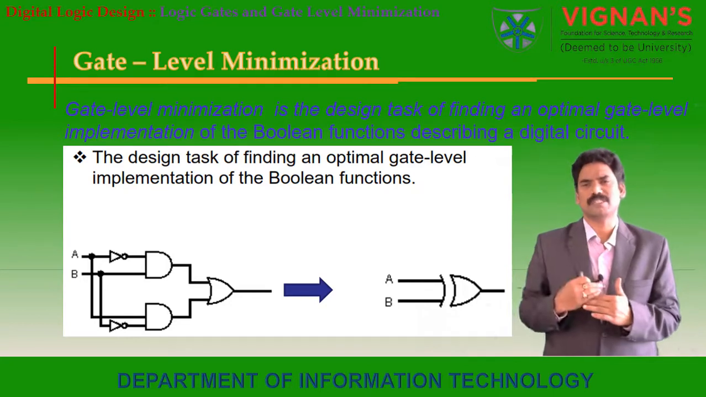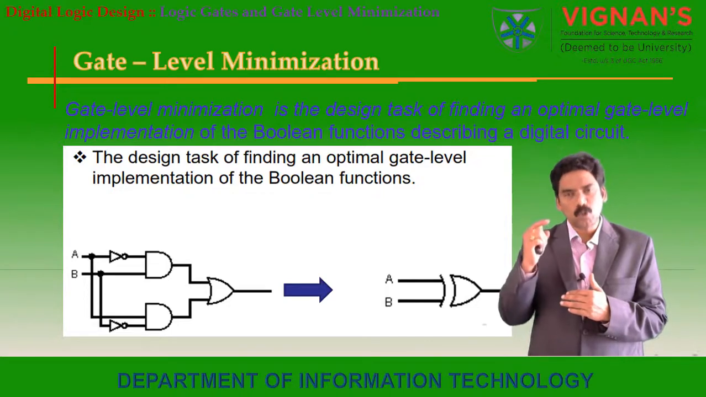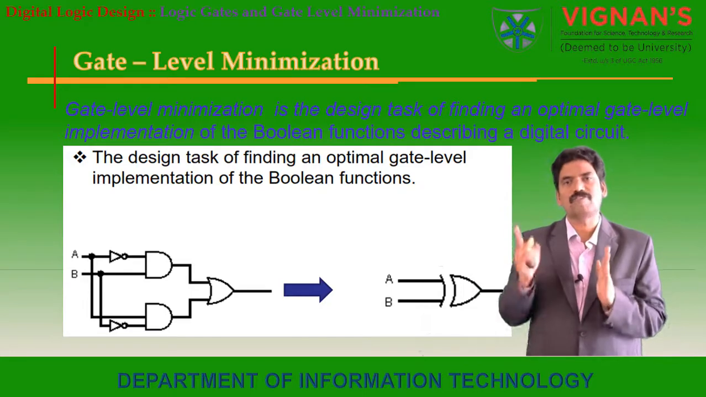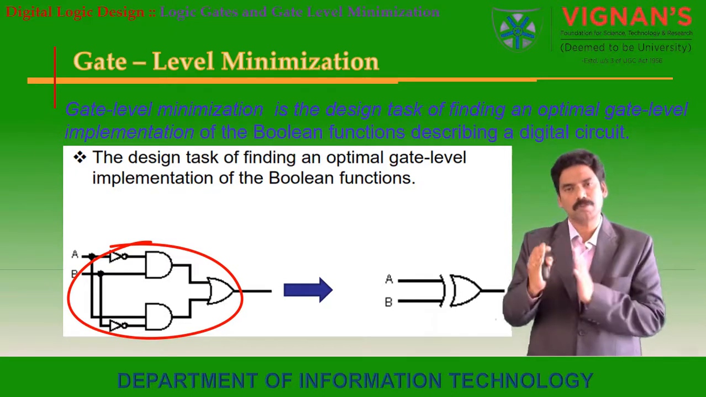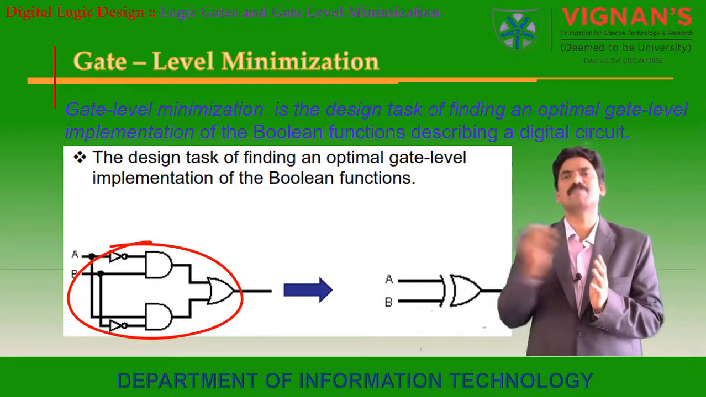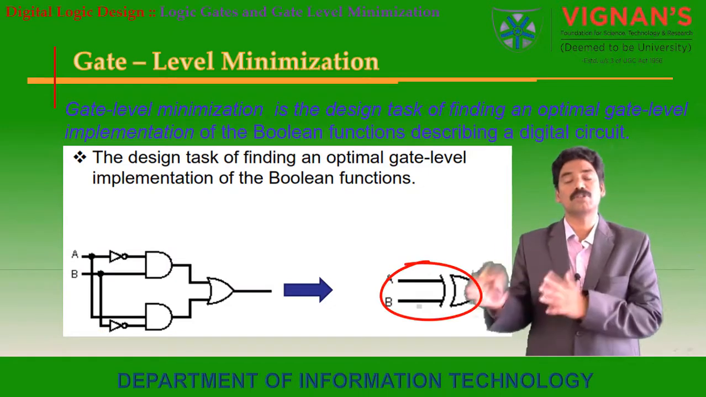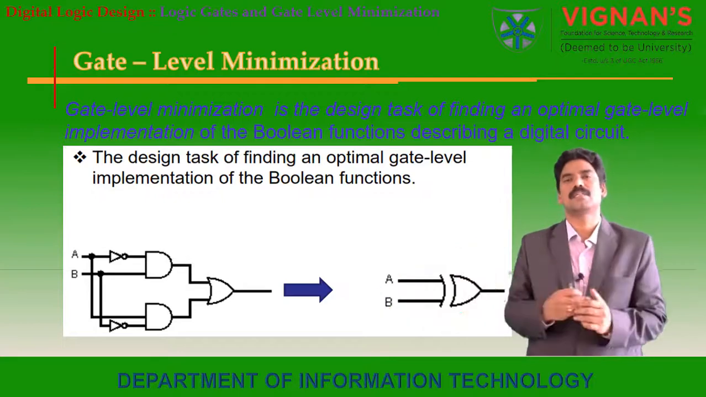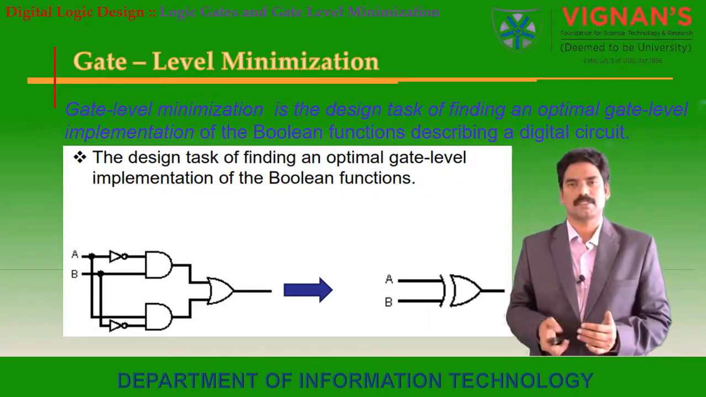Here we have one digital circuit. How many gates are there in the digital circuit? 2 NOT gates, 2 AND gates and 1 OR gate. How many gates in total? 5 gates. For the same output, by using a simpler circuit also, we can get the result. That is simplification of this Boolean expression. By using only an XOR gate, we are able to get the same output. So that circuit is simplified like that. This is how we are going to simplify those circuits.